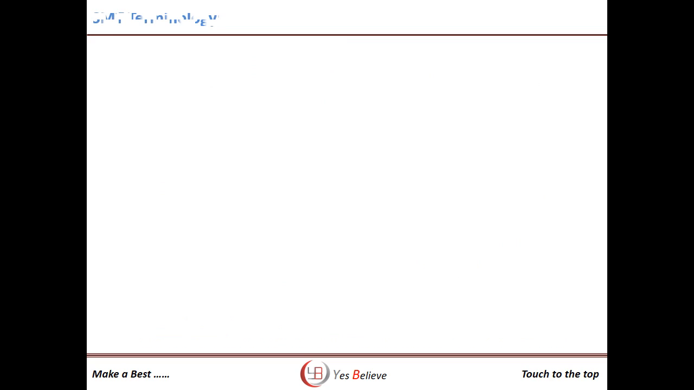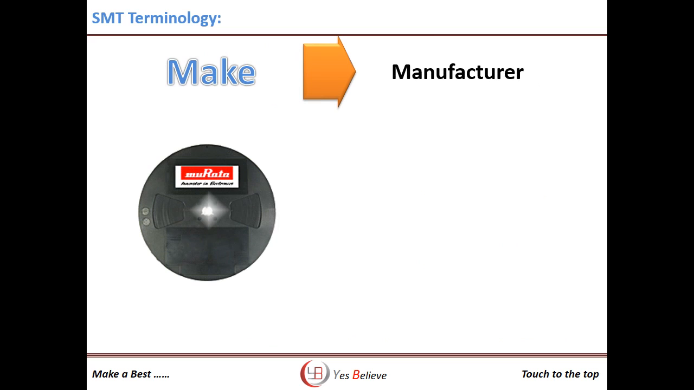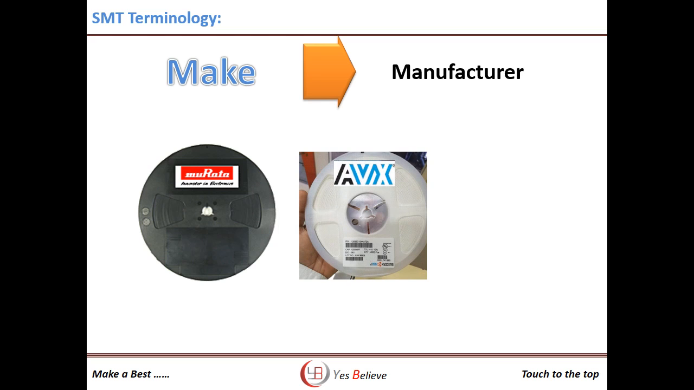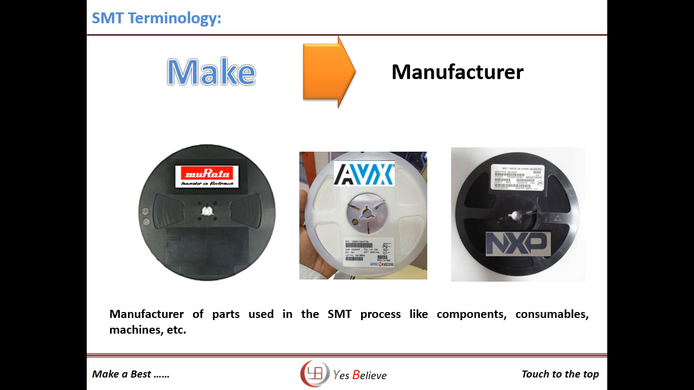At the SMT shop floor, we use the word make to identify the manufacturer of a part like components, consumables, machines, etc. So if anybody asks you which make components, it means they are asking for the components manufacturer's name like Murata, AVX, NXP, etc.